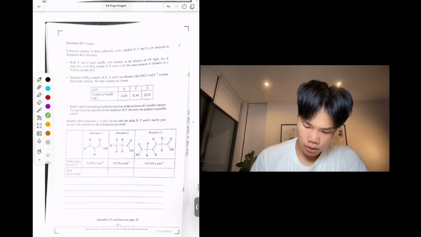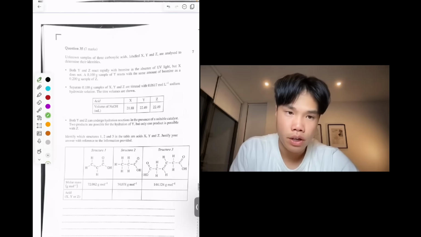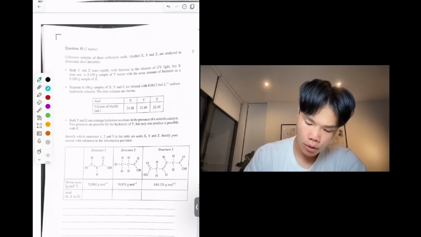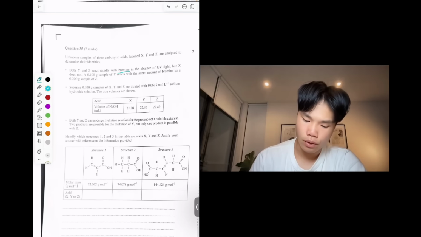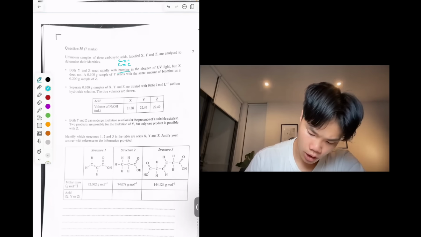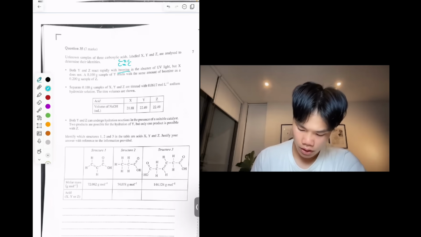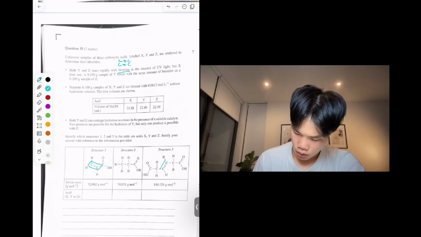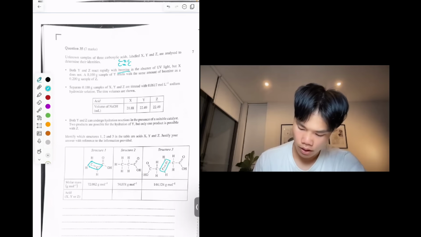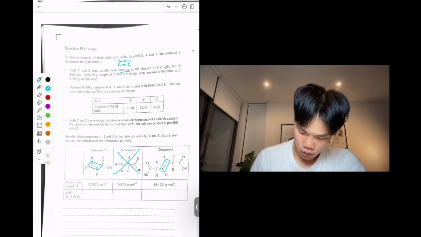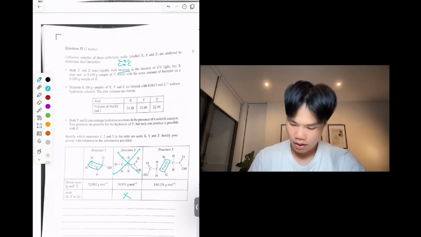So the best way to do this is to scribble over the information and rule things in and out. For Y and Z, they both react with bromine in the absence of UV light, which means they have some sort of unsaturated bond, whether it's a triple bond or a double bond. Looking at the structures, structure 1 has a carbon-to-carbon double bond, structure 3 has a carbon-to-carbon double bond, but structure 2 does not. That immediately tells us that structure 2 is in fact X.